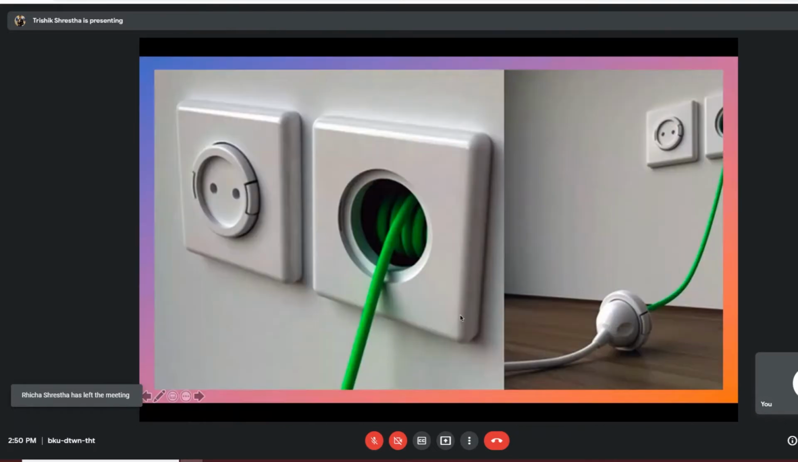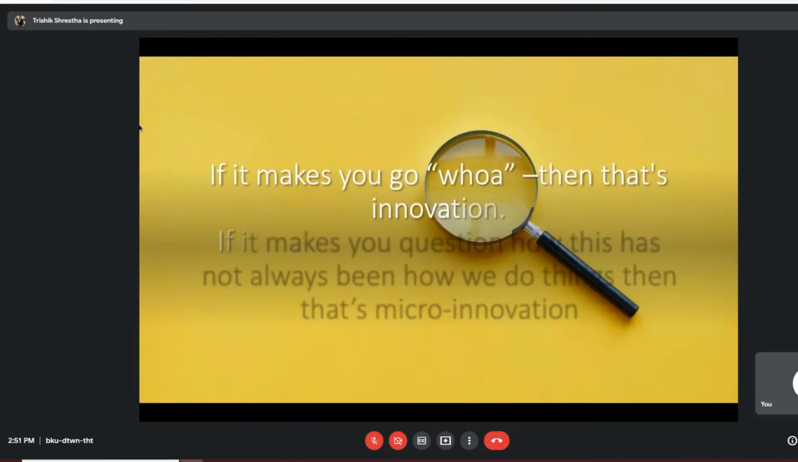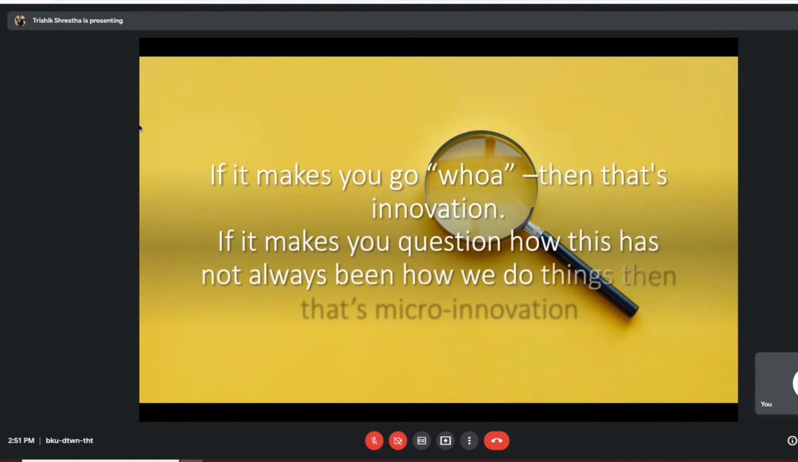So yeah, it's the products that make you think, how has this not always been how we do things? If the product or the service makes you think in that way, then that is how you distinguish micro innovation from macro innovation or innovation in general. If it makes you go whoa, then that's innovation. If it makes you question how this has not always been how we do things, then that's micro innovation.